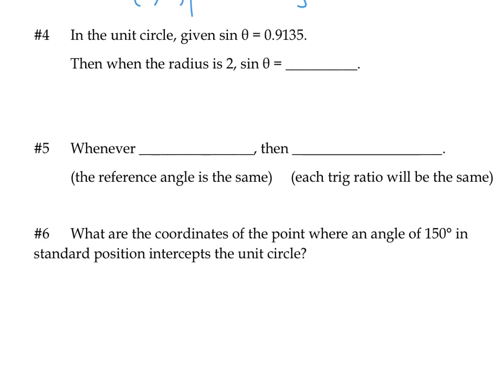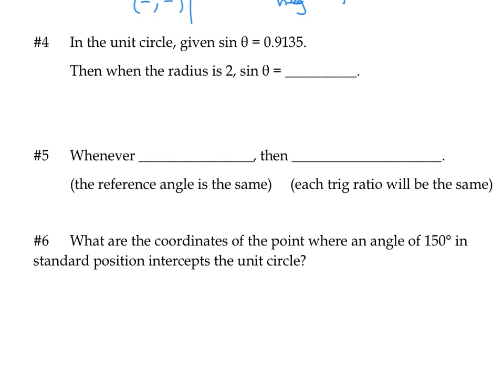Number 4. It says in the unit circle, given that sine of theta is 0.9135, when the radius is 2, sine theta would be the same: 0.9135. The whole point of the unit circle is that it doesn't matter what the radius is. We use a unit circle to get ratios for sine, cosine, and tangent because they'd be the same ratios no matter what the radius is.